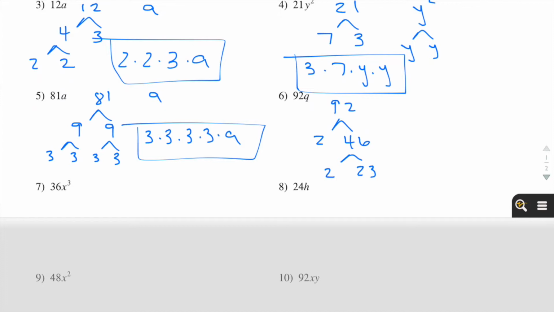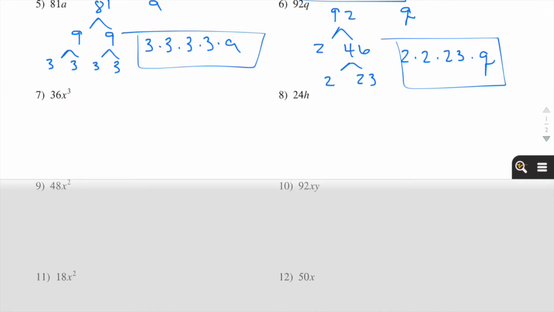23 doesn't break down any further, so we're done with that. So let's look at the Q. The Q is not going to break down any further, so we have to write 2 times 2 times 23 times Q. And that's our final answer.